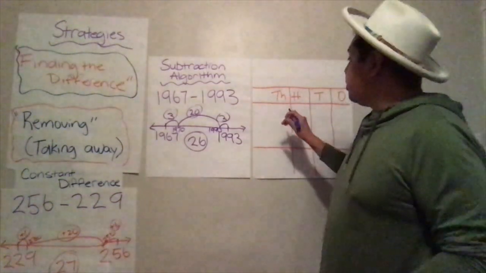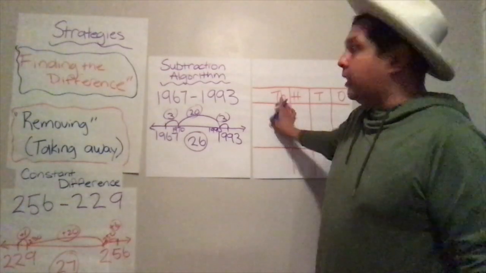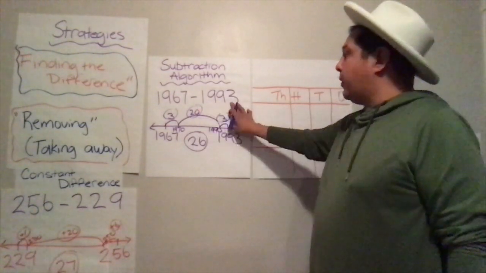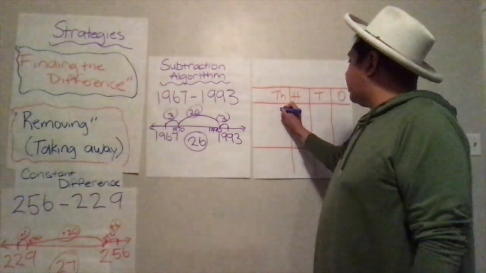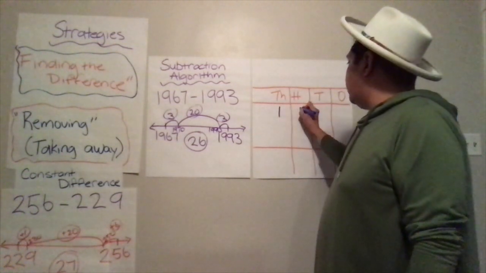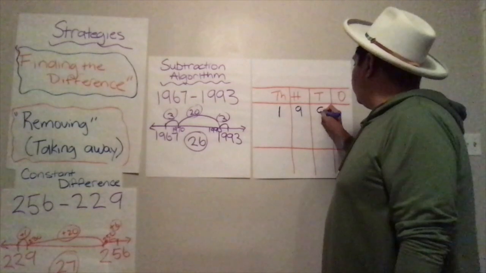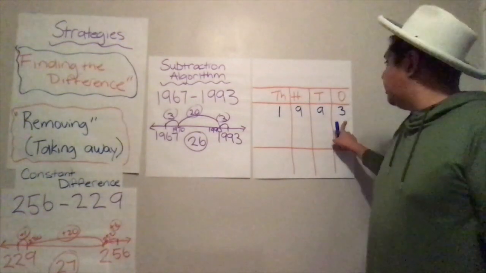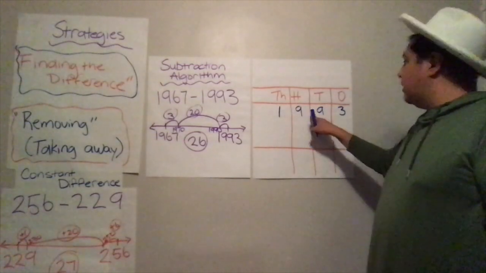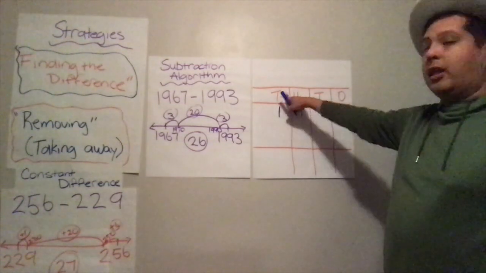And so I'm going to make sure that my numbers match up with my place value. The number 1993 is going to fill into my place value chart as so: 1, 9, 9, 3. So that tells me I have 3 in the ones place, 9 in the tens place, 9 in the hundreds place, and 1 in the thousands place.